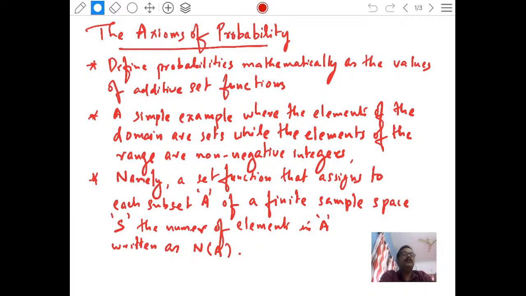Here we can take a simple example where the elements of the domain are sets while the elements of the range are non-negative integers. Namely, a set function assigns to each subset A of a finite sample space S the number of elements in A, written as n of A. Suppose we have a sample space S and an element A in the sample space. Then we can assign a number to that element A, which is shown as n of A.